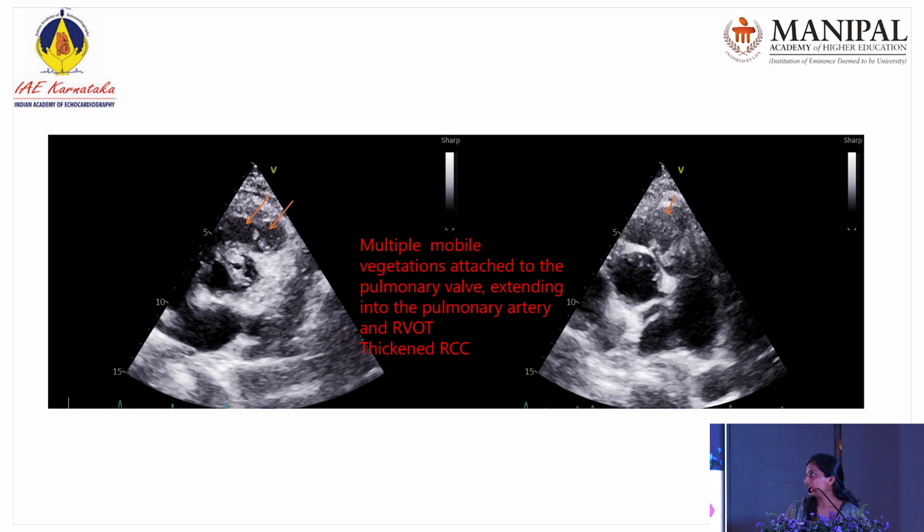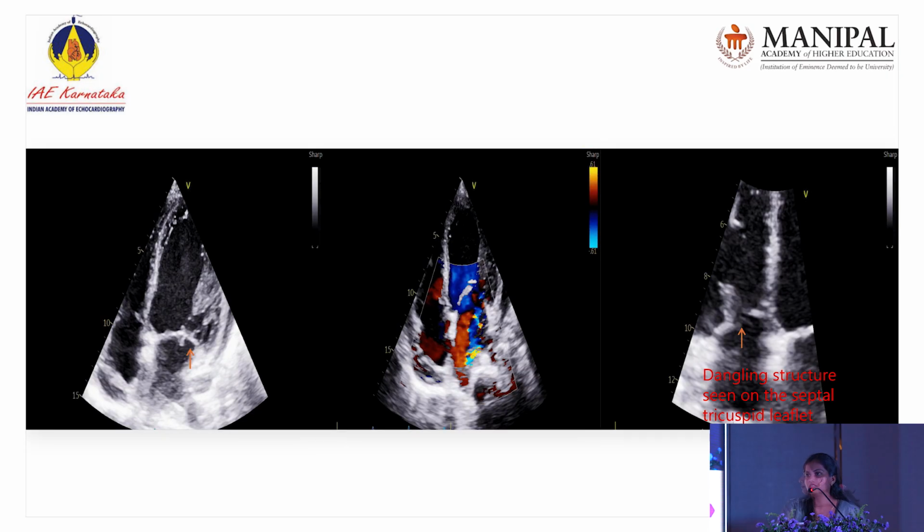Cup and saucer view. Here we can see multiple vegetations, a mobile vegetation attached to the pulmonary valve, which is extending into the pulmonary artery and RVOT, and we can also notice the thickened RCC. This is the four chamber view. Here again we can see the dangling structure on the AML, and also moderate mitral regurgitation and mild TR. The third one is the zoomed view of the tricuspid valve, where we can also see a dangling structure on the septal tricuspid leaflet.